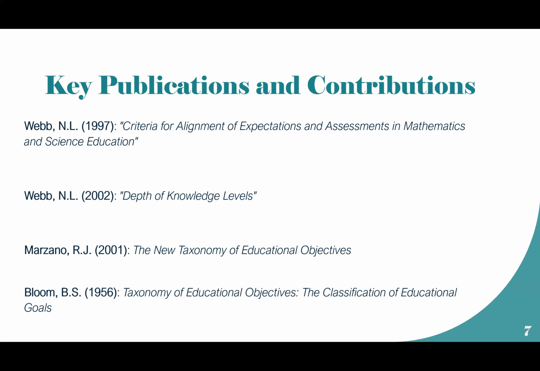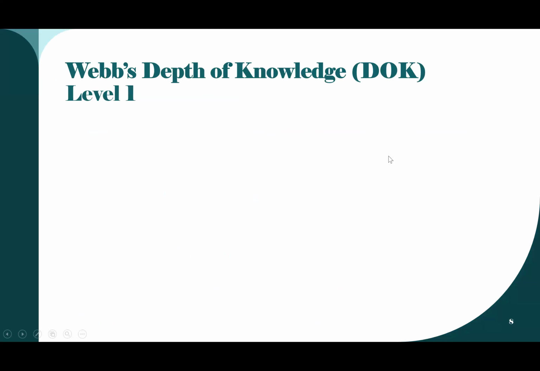Let's move now to talk about each one of the four levels related to Webb's taxonomy and try to talk about the key characteristics, the main examples, the cognitive skills required at each level, and the different content areas, illustrations, with a little bit of focus on importance and challenge for each one of the four levels.